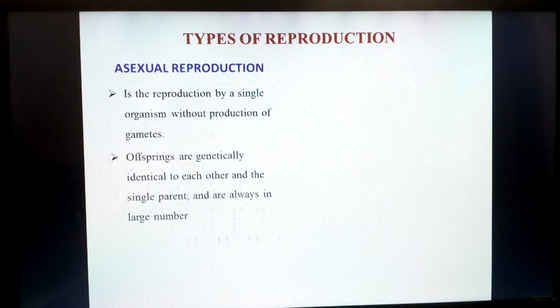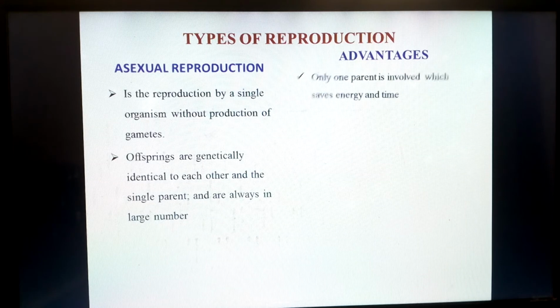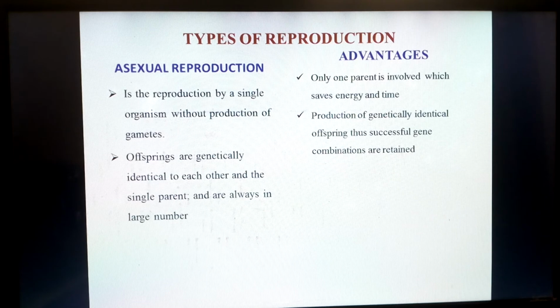The basis of this reproduction is mitosis. That's why we get identical daughter cells, and these develop into individuals which are also identical. This process has a number of advantages, and among them we have only one parent being involved, and that saves energy and time. You don't have to search for mates, you don't have to produce gametes which could be wasted, so you end up saving your energy and time.